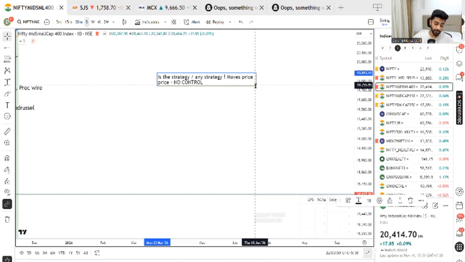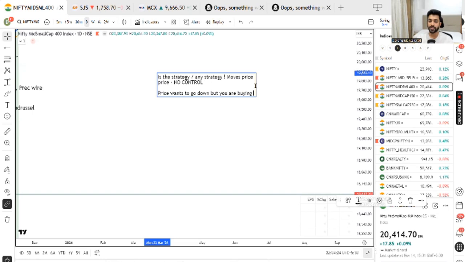So anything that you are buying, but prices are not moving up, it's not a strategy issue. This question is asked very often: does this strategy work in bear market? You want to buy, but the price wants to fall. Who is at fault then? Price wants to go down, but you are buying. Who is at fault? Is it the strategy, or you, or me, or any XYZ person?